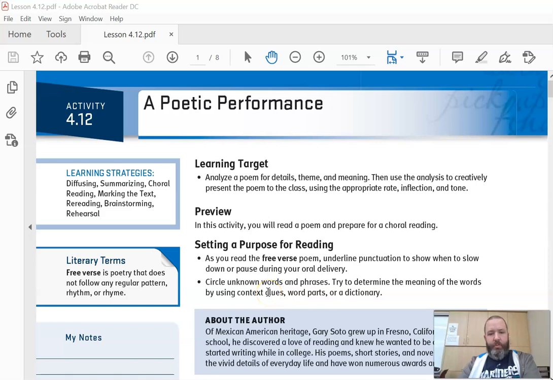Okay, we got activity 4.12, a couple more poems today. There's some good ones here. The first one, we can look at the learning targets. Analyze a poem for details, theme, and meaning. Then use the analysis to creatively present the poem to the class using appropriate rate, inflection, and tone.